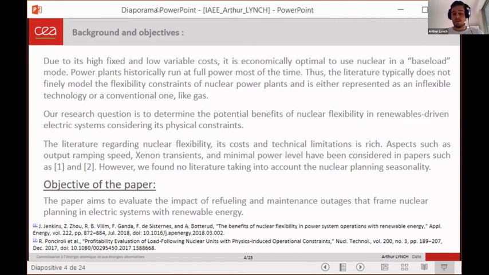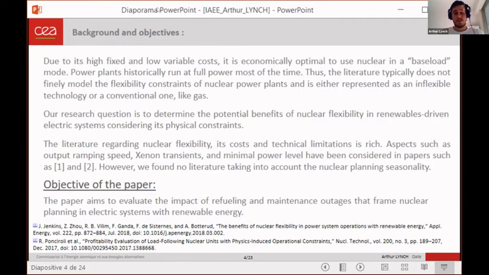Some papers did implement some flexibility constraints into their modeling practices. It can be ramps, xenon transient, and they determined that at least nuclear flexibility can be a good way to integrate variable renewable energy and decrease the electric system cost. However, what we found is that one physical constraint, which is related to maintenance and refueling outages, and does frame nuclear planning seasonality, is not represented in most of the modeling literature.